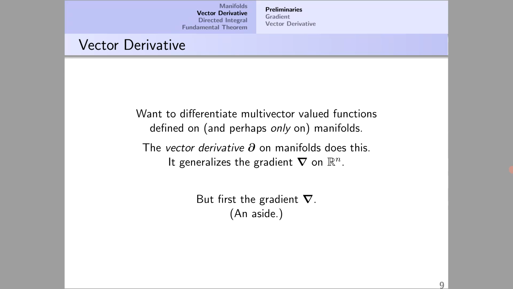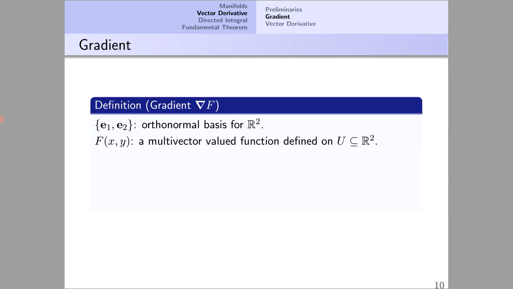Before discussing the vector derivative, I want to say a bit about the gradient operator. It's an aside from a straight line to the fundamental theorem, but it's an important aspect of geometric calculus, and so I need to discuss it. So, let's define the gradient. We'll start with an orthonormal basis, E1, E2 for R2, and a multivector valued function, f, defined on some open subset of R2. Here's the definition.